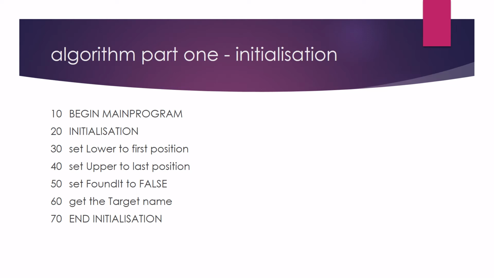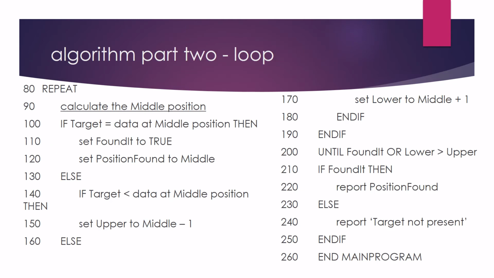So this initialisation sets the lower value to the first position in the array, so the first index value of the array. Line 40 sets the upper value to the last position in the array, sets found it, which is the Boolean value, to false. Found it is false, so therefore it will continue to run the algorithm. And it will find a target name, which is the value we're searching for, and that's the setup of the algorithm.